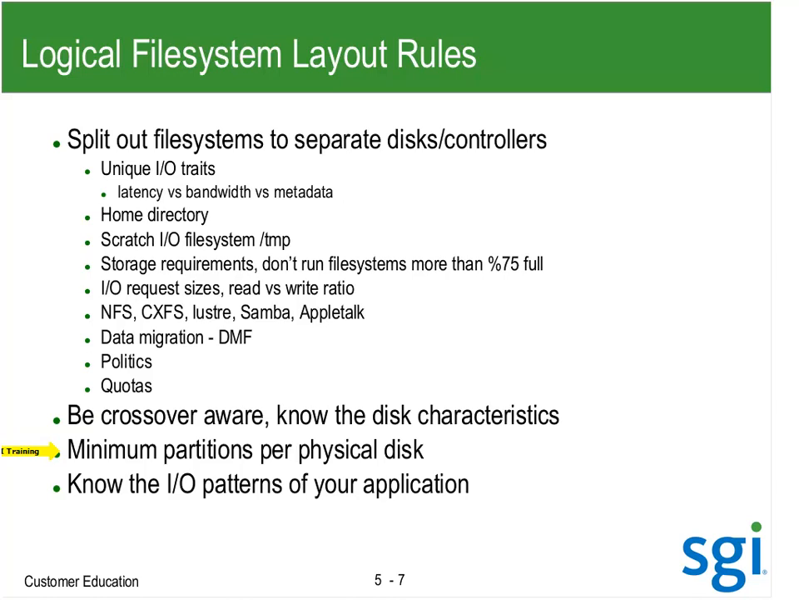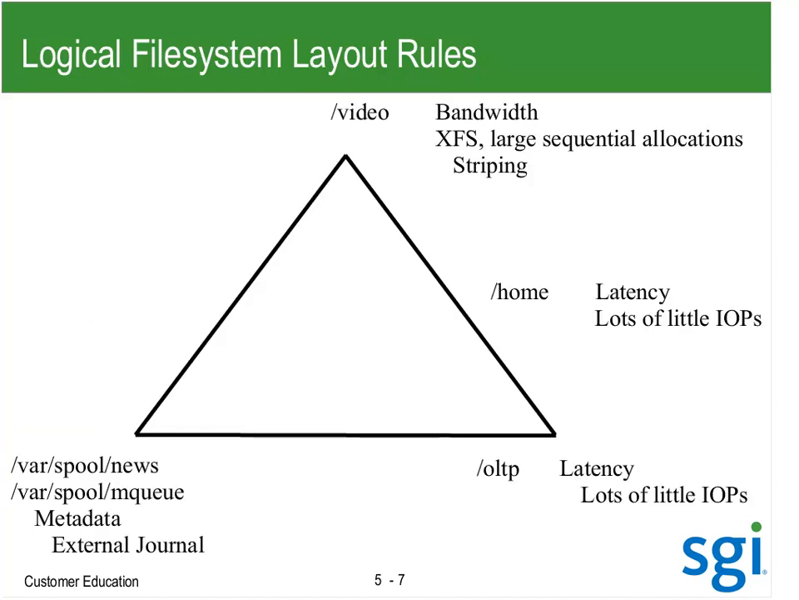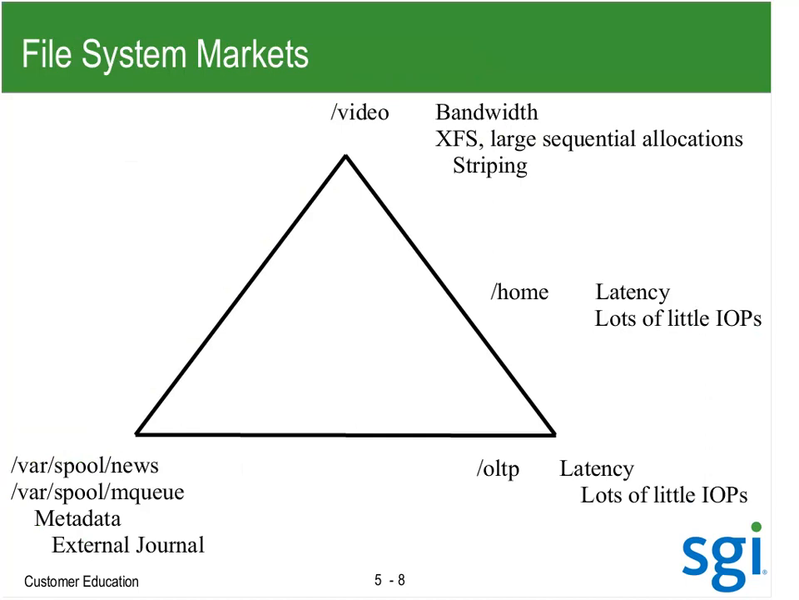And again, the key here that we're going to get into tomorrow is know the I/O patterns of your application. So here I was just trying to say the video market is bandwidth, XFS is good for large sequential I/O. Ext3 is actually better for root and for lots of little IOPS. XFS is better at large sequential allocations, and striping is common and that type of thing. Home is kind of in the middle, but in general I call it a latency file system with lots of little IOPS, but not high I/O intensity.